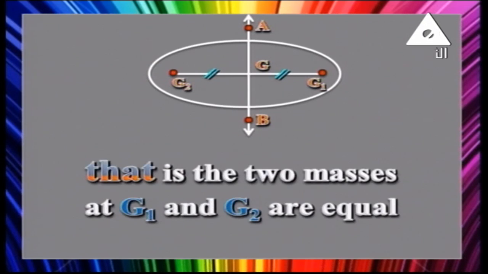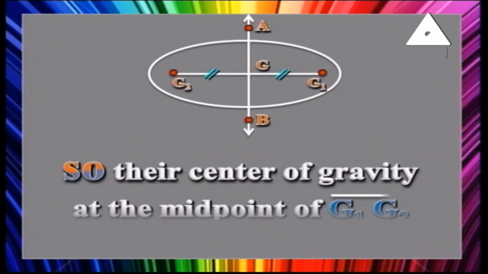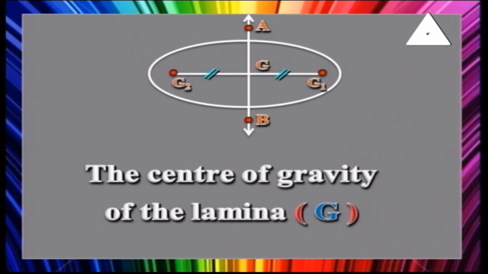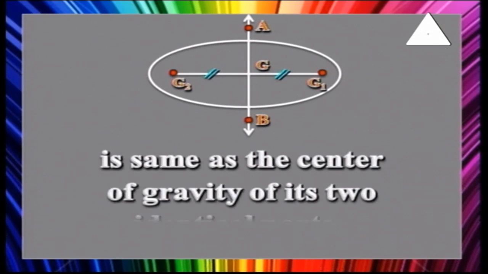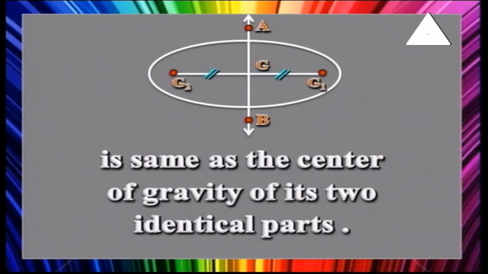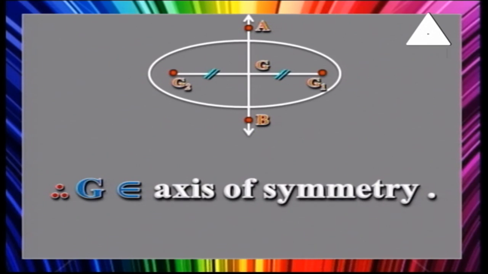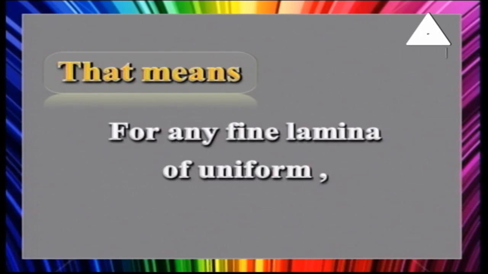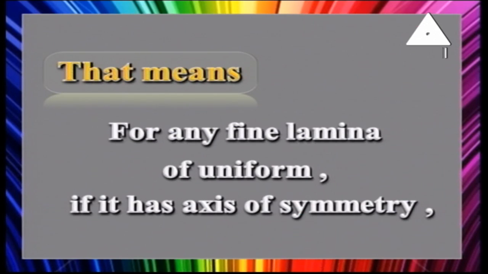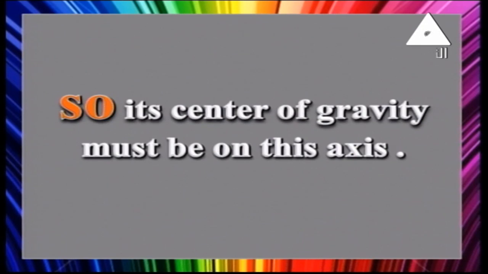That is, the two masses at G1, G2 are equal. So their center of gravity is at the midpoint of the G1, G2 line segment. The center of gravity of the lamina is G, the same as the center of gravity of the two identical parts. My dear student, G must lie on the axis of symmetry. That means for any fine lamina of uniform density, if it has an axis of symmetry, its center of gravity must be on this axis.